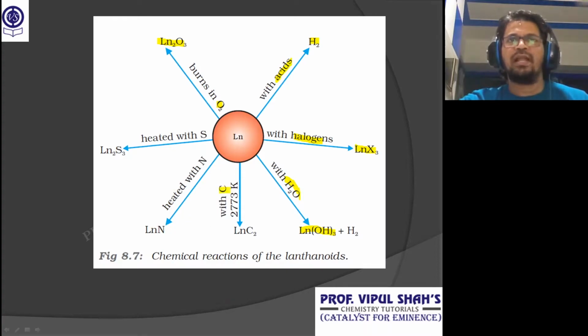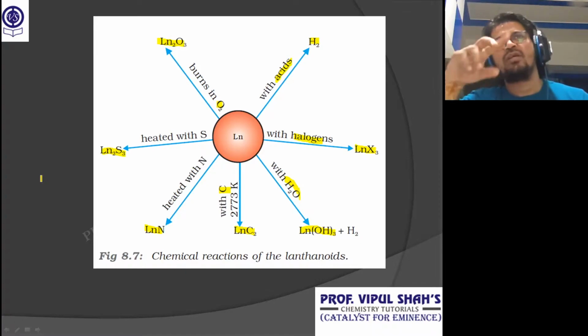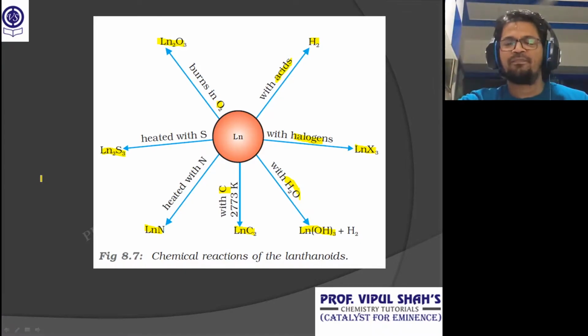With carbon, at such a high temperature of 2773 Kelvin, it forms lanthanum carbide. With nitrogen, it forms lanthanum nitride. Nitride is N3-, and with sulfur, it is lanthanum sulfide. Okay, so we don't have any reactions as such, but just to know what it forms. Okay, that's one.